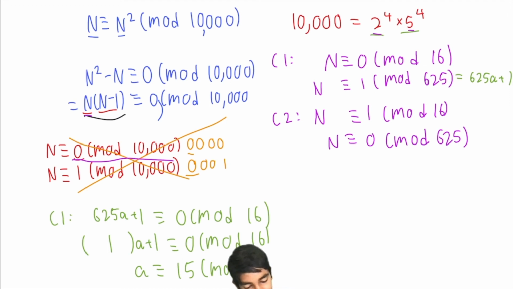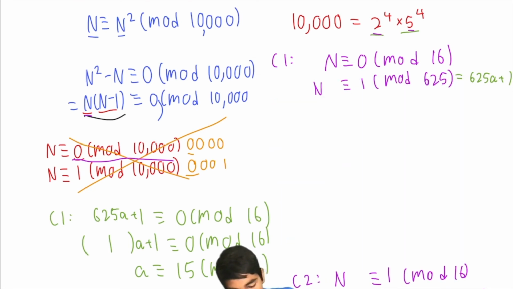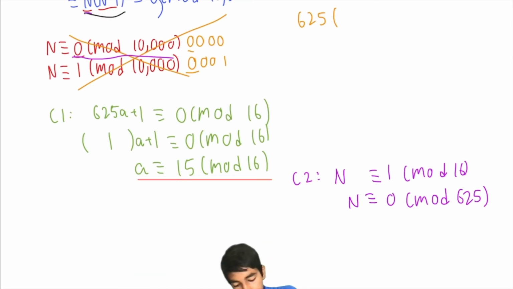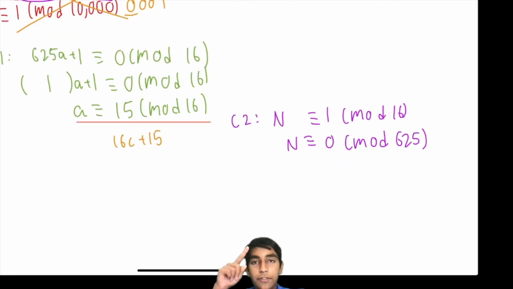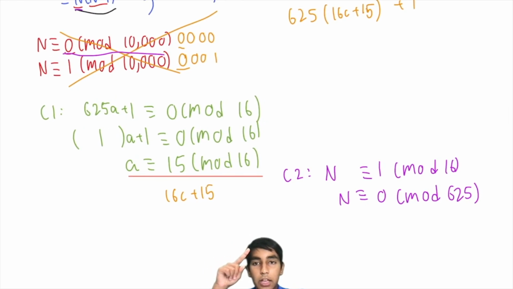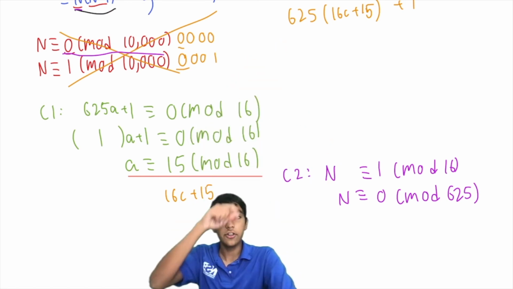That's cool, isn't it? So now let's plug that in over there to our 625a plus 1. You know a is 15 mod 16. So let's rewrite this algebraically. 625 times, well, 15 mod 16, we can also rewrite this as 16c plus 15. So 625 times 16c plus 15 plus 1. Okay, so that is the expression we're looking for that will represent the solution to that mod equation.